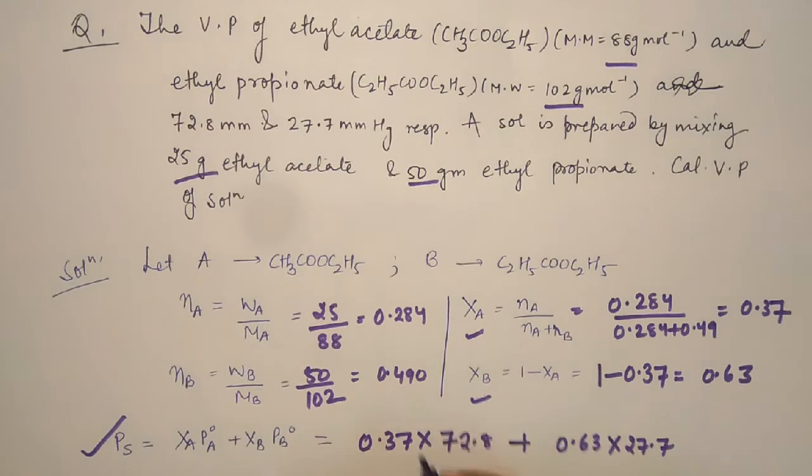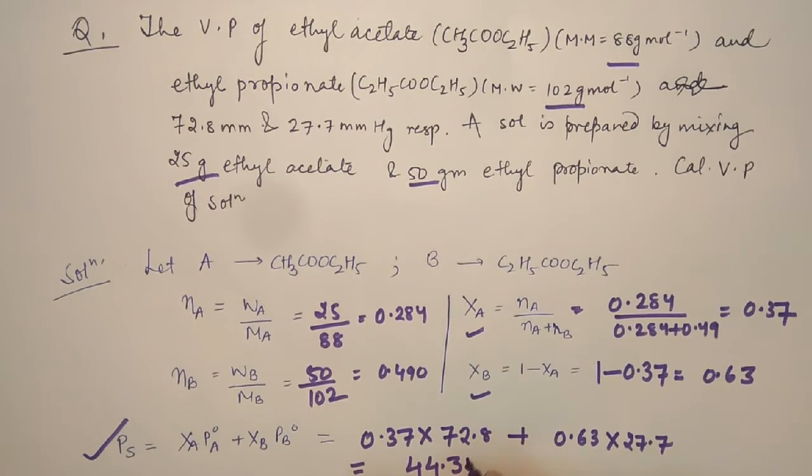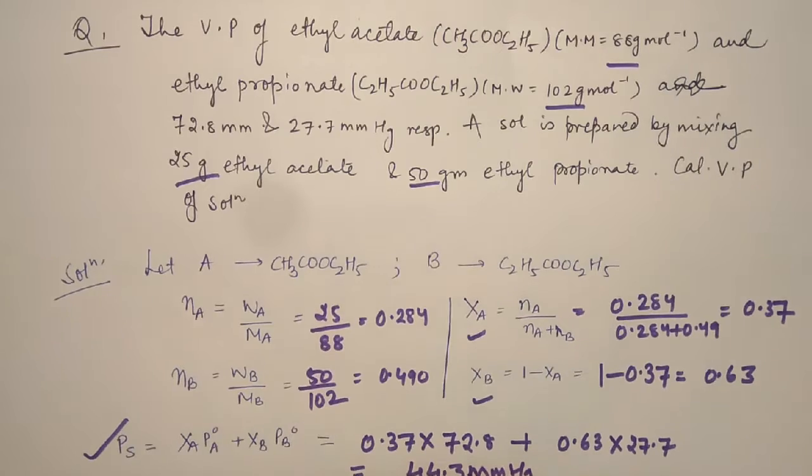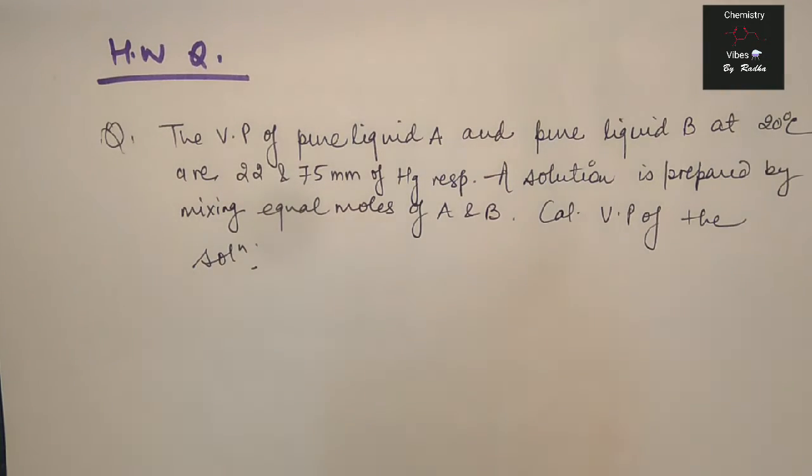So when you solve, you will get the answer as 44.3 millimeter of Hg. Just multiply and add the two, you will get the answer as 44.3 millimeter of Hg. How easy the questions of Raoult Law are.